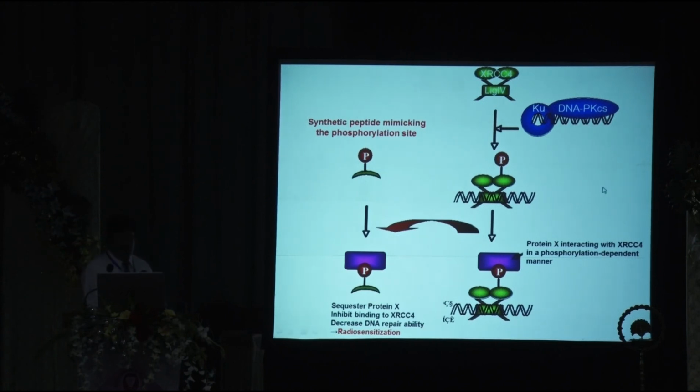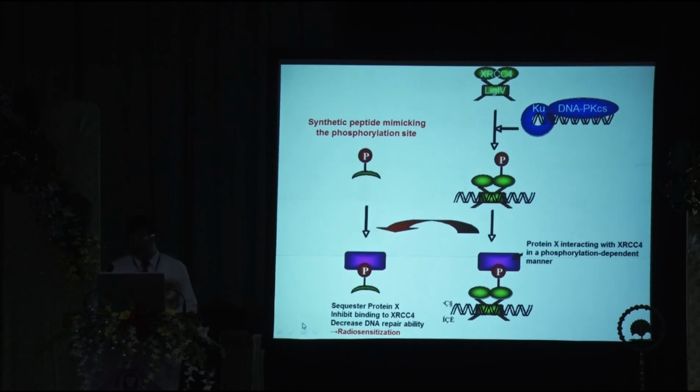We are synthesizing phosphorylation mimicking peptides. Normally, when we see the DNA damage response, here is XRCC4 and ligase 4 protein, and in our study we have seen many phosphorylation sites of the XRCC4 protein. When DNA damage happens, XRCC4 is phosphorylated by DNA-PK, and after that some proteins interact with these phosphorylation sites, and finally the DNA gets repaired. If we synthesize a mimicking peptide corresponding to the phosphorylation site, this synthetic peptide sequesters the interacting protein. When this mimicking peptide sequesters the protein that is important for DNA repair, these cells show radiosensitivity.